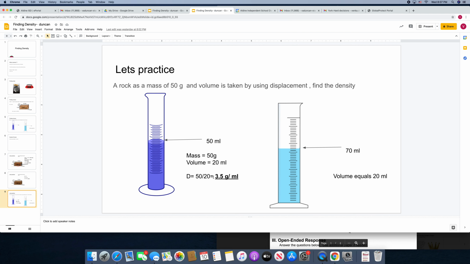The last thing I want to review for you guys is the word displacement. You're going to hear that term a lot when you're trying to find the volume of an irregular shaped object. Displacement just means that you're using water to find out what the volume is. We want to see how much water is displaced or moved when we drop that object into our container. So in this case, we started at 50 milliliters of water. We dropped the rock in and it displaced 20 milliliters of water. So the water went up 20 milliliters. That's what displacement is. You're going to hear that a lot when we're talking about volume. So that's it for finding density.